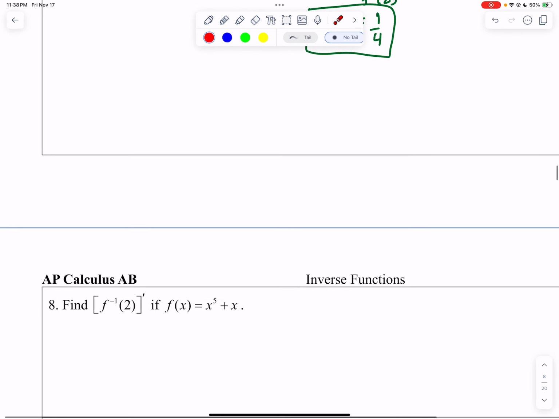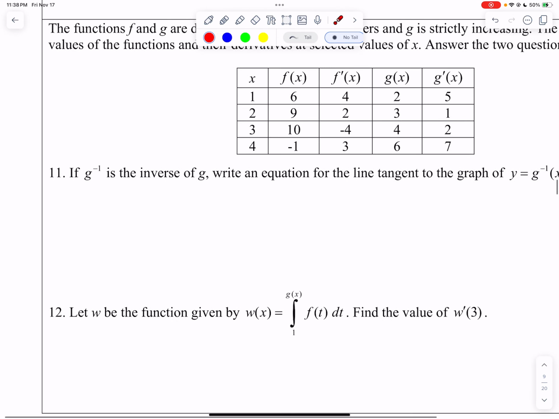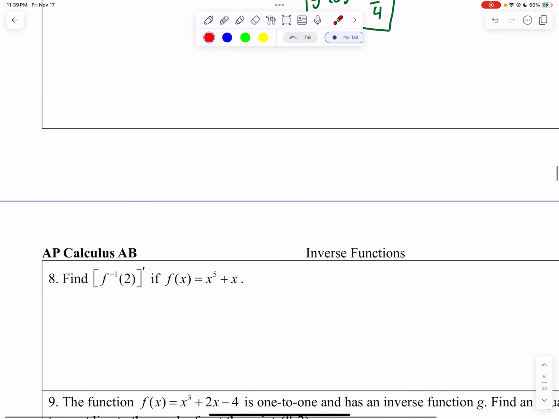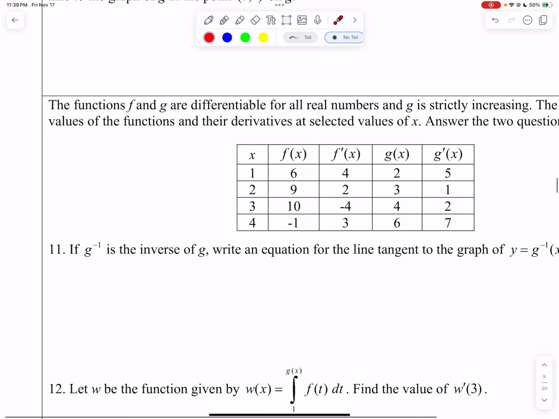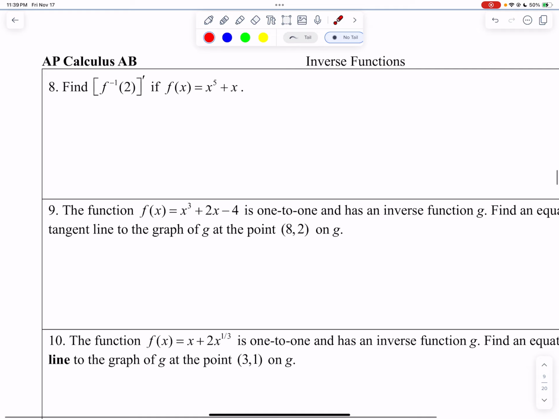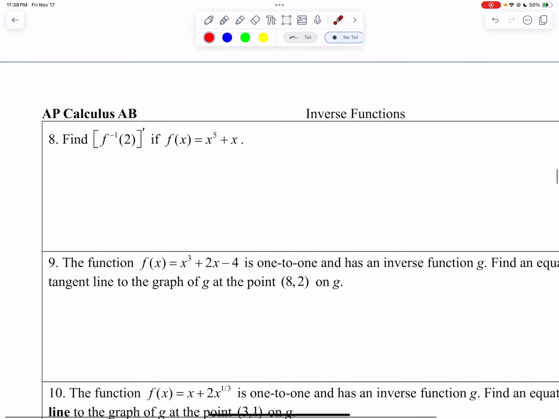All right, so I'm going to do number 7. These are going to be the same thing. And we'll probably do a couple of these during class. So like 8 through 12. Probably don't do these yet, but if you want to do them, then you can. But we'll just have these during class.